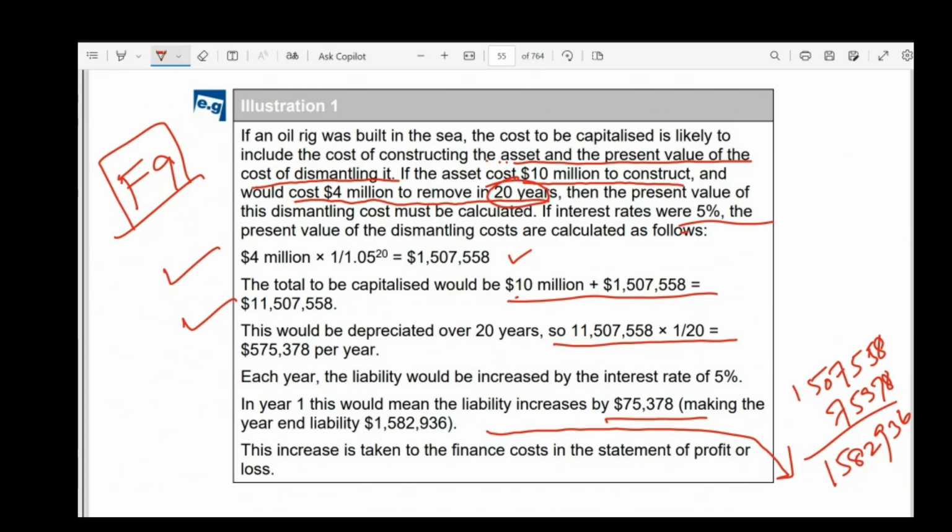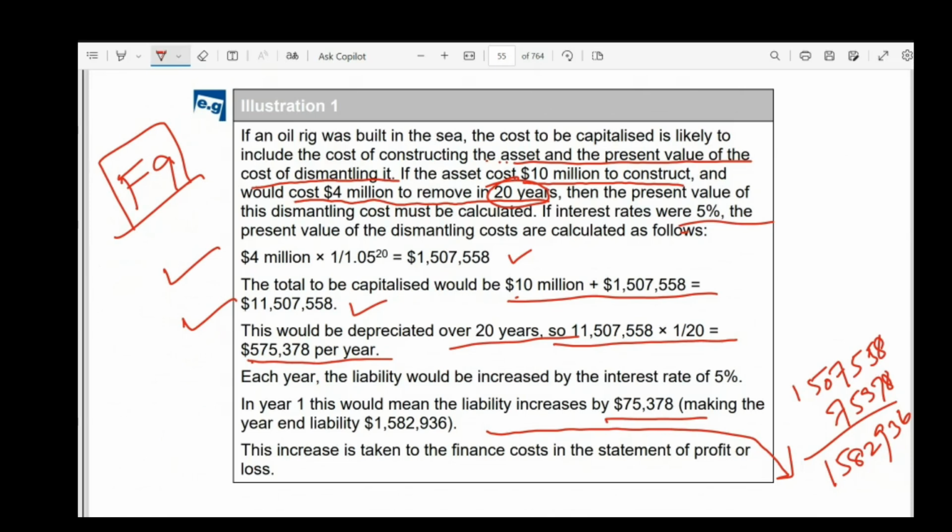Now for the 20 years time, for the yearly value, you have to apply the 5% factor over here. The total to be capitalized is 10 million plus 1,570,558. Both figures we capitalize in our books of accounts, and this would then be depreciated over the 20 years time. So we divide the 11 million by 20 for the depreciation per year.